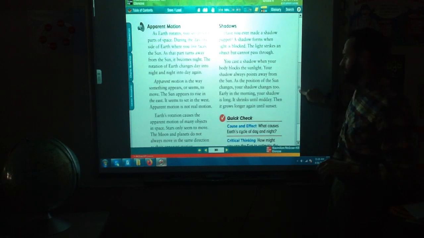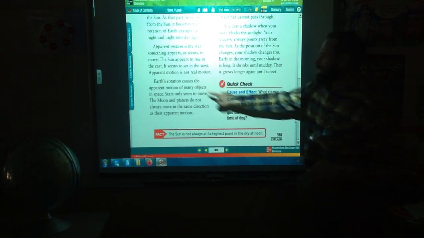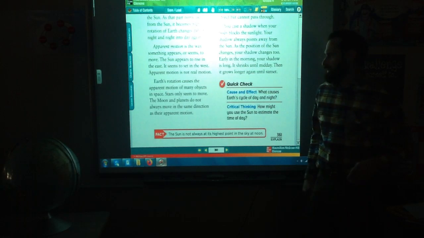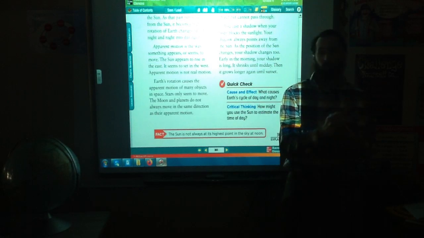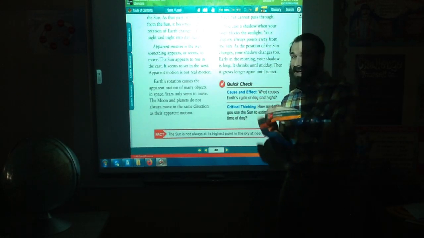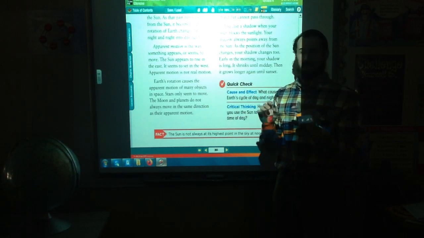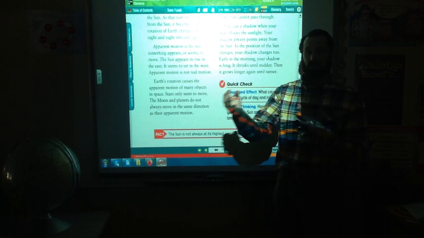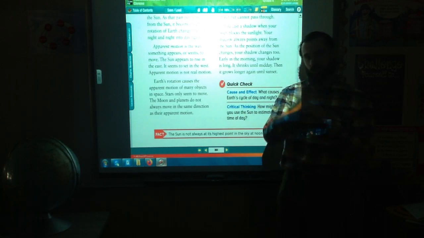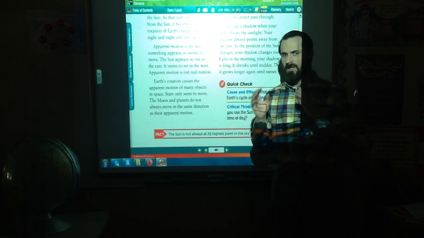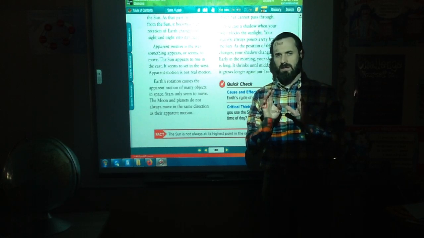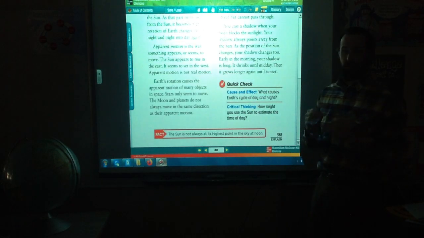The Earth's rotation causes the apparent motion of many objects in space. Stars only seem to move. The moon and planets do not always move in the same direction as their apparent motion. Now that's something super cool that we'll talk about with the moon. The moon is actually moving, it looks like it's moving one way across the sky, and it's not. It's actually moving in a different direction, but its orbit is moving slower than our rotation. It's something super cool, and I'll try and demonstrate that for you in the next video.